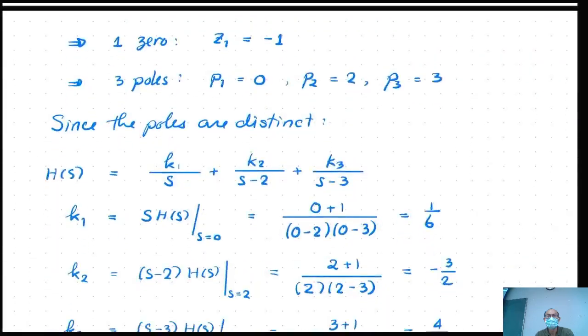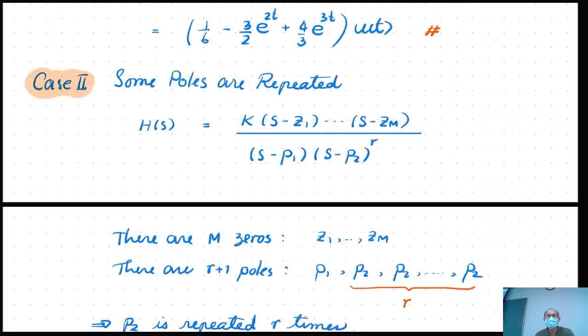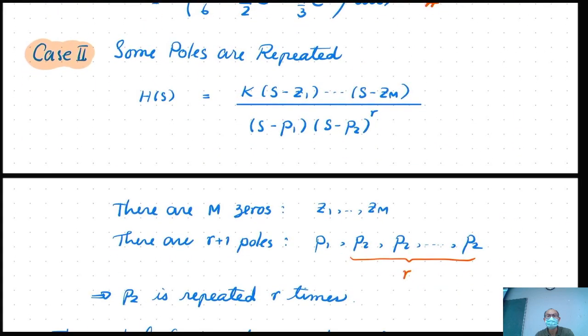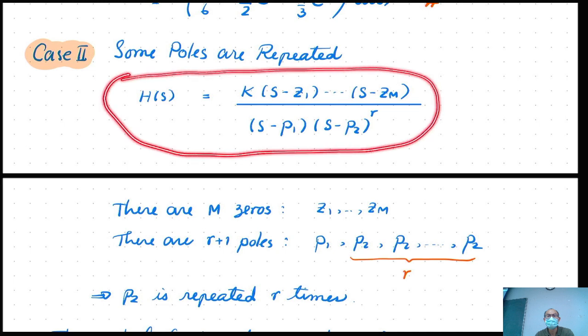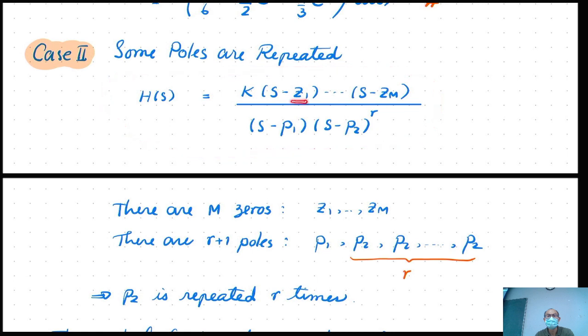Now the second case was when some of the poles are repeated. For example, here we have the function H(s) written like this. By the way, the zi, z1 through zm, are called zeros of the function, and k is a coefficient. Usually k is a real number.